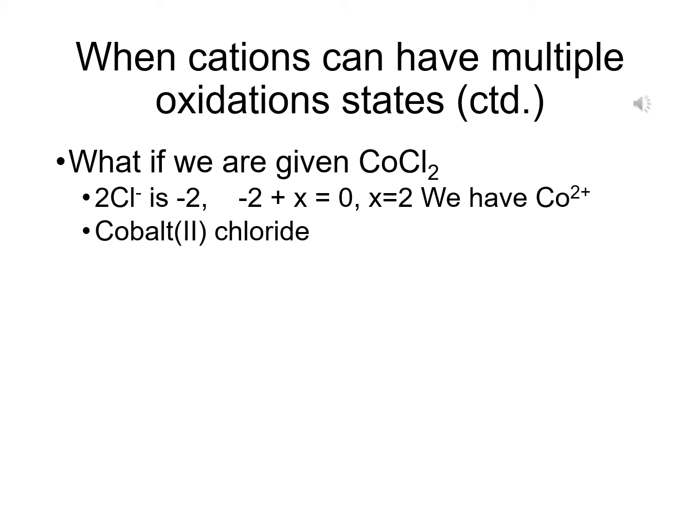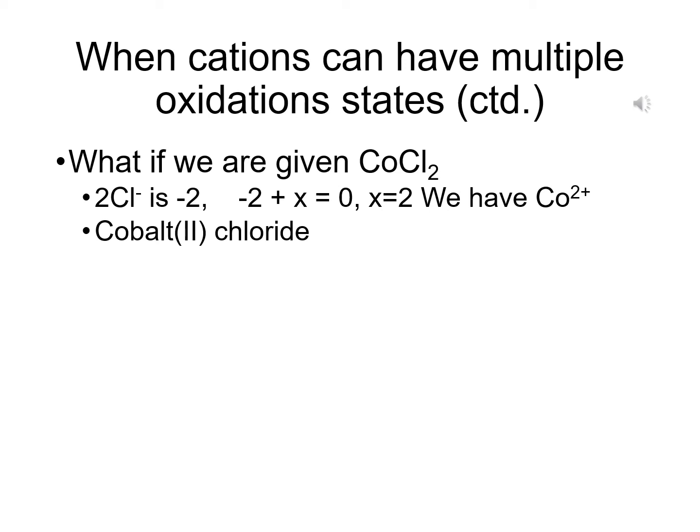And we have 1 cobalt. So what plus -2 will give us a total charge of 0? That would be +2. So here we have cobalt 2. So we name this compound cobalt 2 chloride. Now let's go on to our next compound.